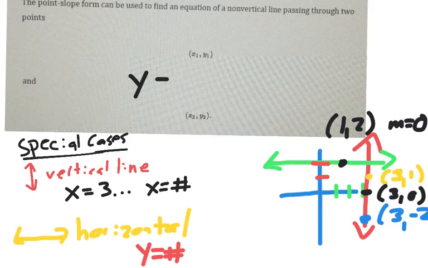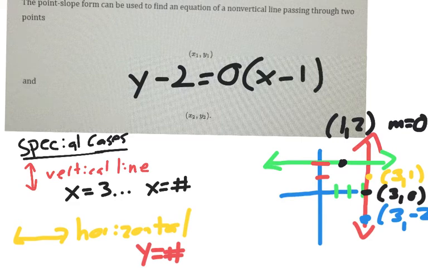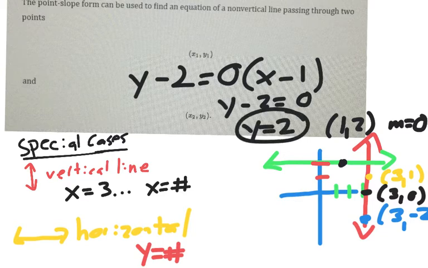So I would have y minus y1 equals m times x minus x1. Okay, what's going to happen here? 0 times x minus 1 is just going to be 0. So I've got y minus 2 equals 0. When I get y by itself, y equals 2. So I just have y equals a number. There is no x value.